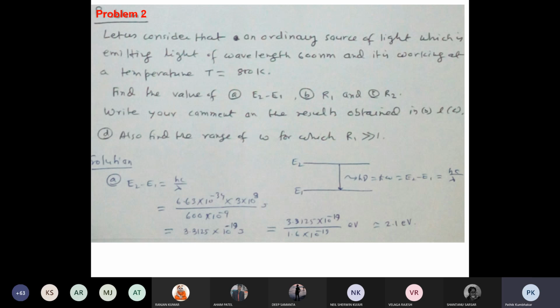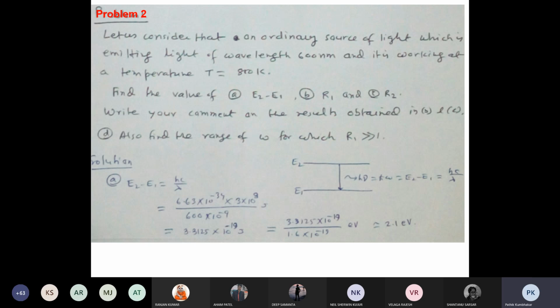In that interview, many of you did not know the unit of the Planck constant, and I was really disheartened. The Planck constant is 6.63 times 10 to the power minus 34 joule second. Please remember henceforth that the unit of the Planck constant is joule second. c is 3 times 10 to the power 8 meter per second, and lambda is 600 nanometer. 1 nanometer is 10 to the power minus 9 meter, so it is 600 times 10 to the power minus 9. Then if you calculate, it comes out to be 3.3125 times 10 to the power minus 19 joule.